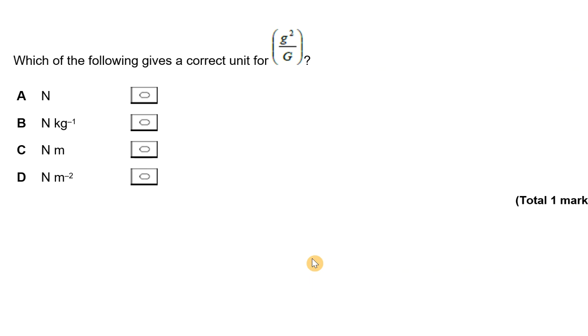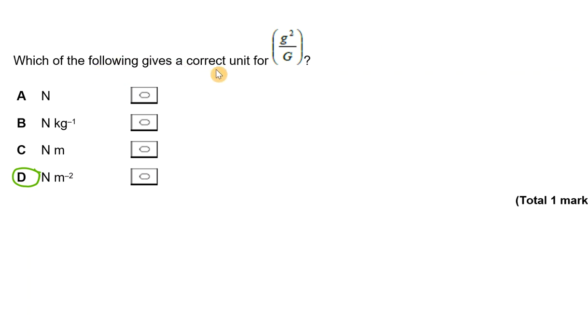Hello, another AQA Physics multi-choice question. If you want to try to answer the question yourself, pause the video now. If you got the answer D, well done. If you didn't, listen to my explanation.